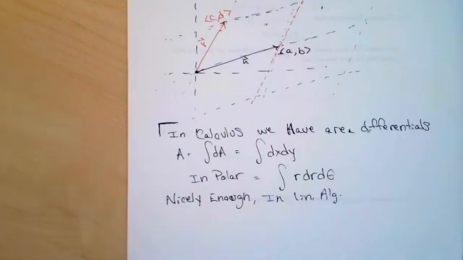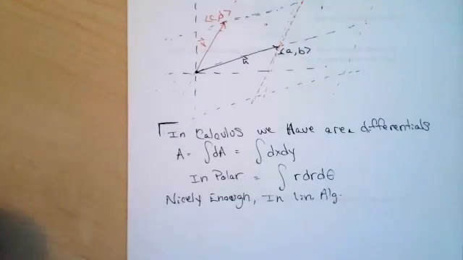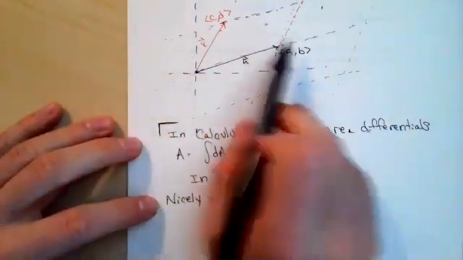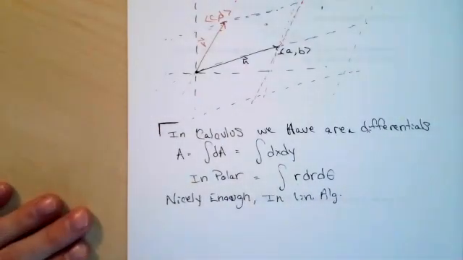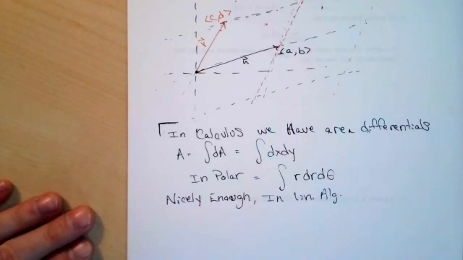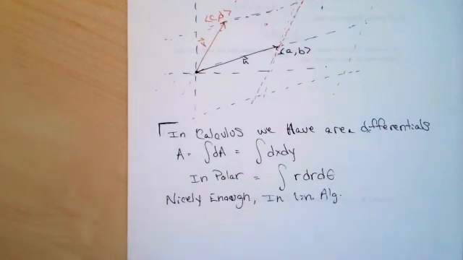If you've had Calc 3, you get into even more complicated change of variables, and you just need your change of variables to be differentiable. So the grid lines aren't even straight. You can have curved grid lines. Of course, polar coordinates has curved grid lines. But in linear algebra, everything is linear. Everything's a straight line. Everything is flat.